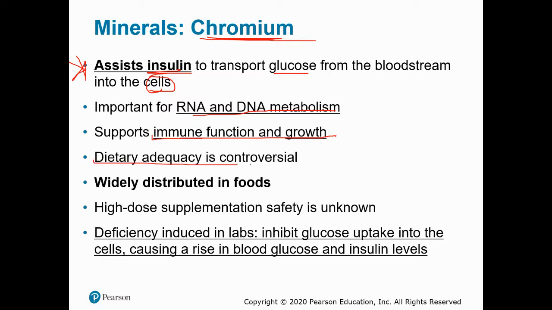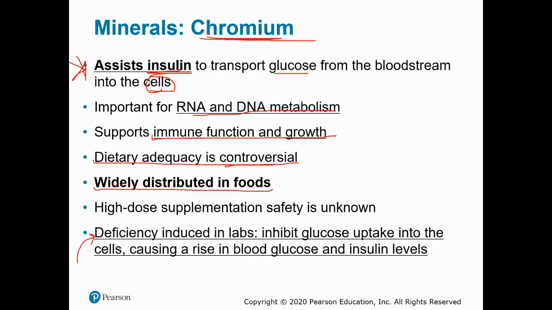Whether or not folks are getting enough chromium, again, this is maybe a newer micronutrient to us, so we don't have a ton of information about whether or not intake is adequate in the US. So far, it seems that chromium is pretty widely available in our food. So deficiency, again, is relatively rare.